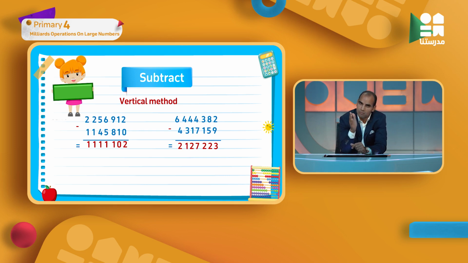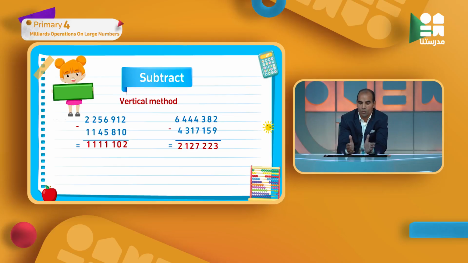After that we have 4 minus 7. Can't be. So we have to borrow 1 from 4. 4 becomes 3 and this 4 becomes 14. So 14 minus 7 equals 7. And 3 minus 1 will be 2. After that 4 minus 3 equals 1. And 6 minus 4 equals 2. The number written in red color is called difference, as we said. Who can read it? Yes, 2,127,223. So this is the vertical method.